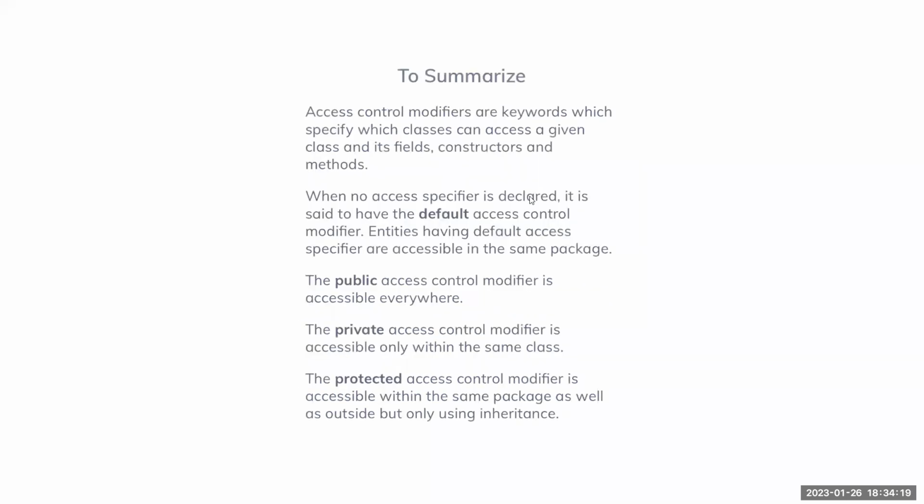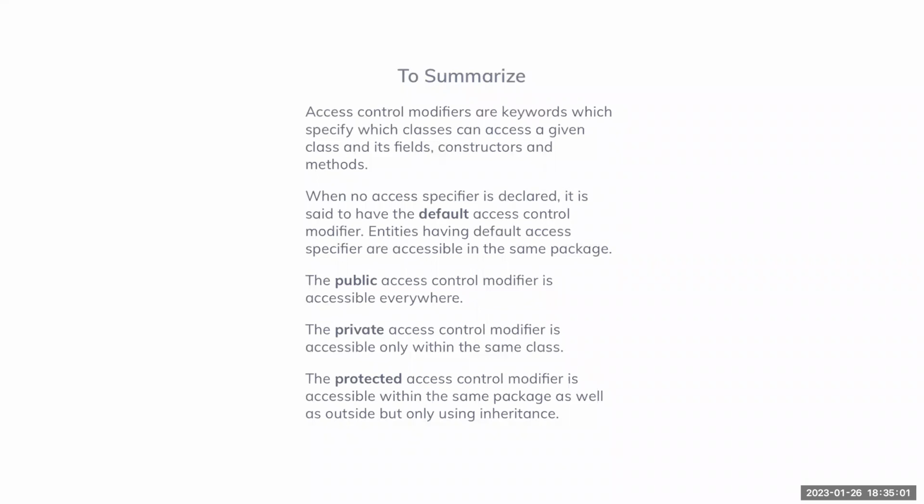So to summarize, access control modifiers are four: public, default, private and protected. When no access specifier is declared, it is said to have the default access control modifier. Entities having default access are accessible within the same package. The public access control modifier is accessible from everywhere. The private one you can access inside the same class, within the same class.